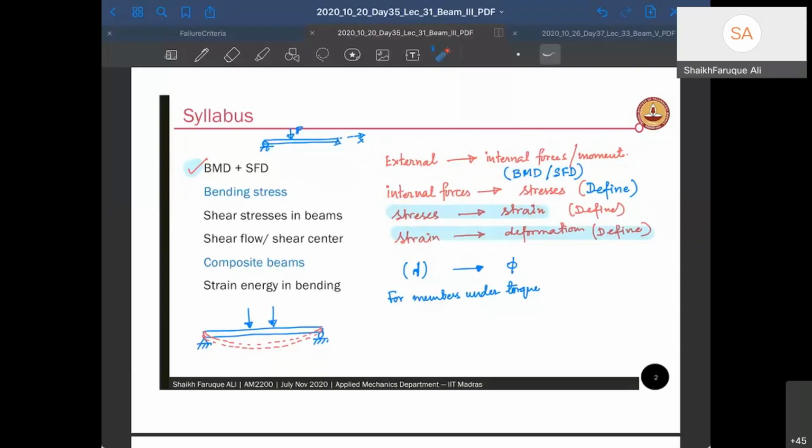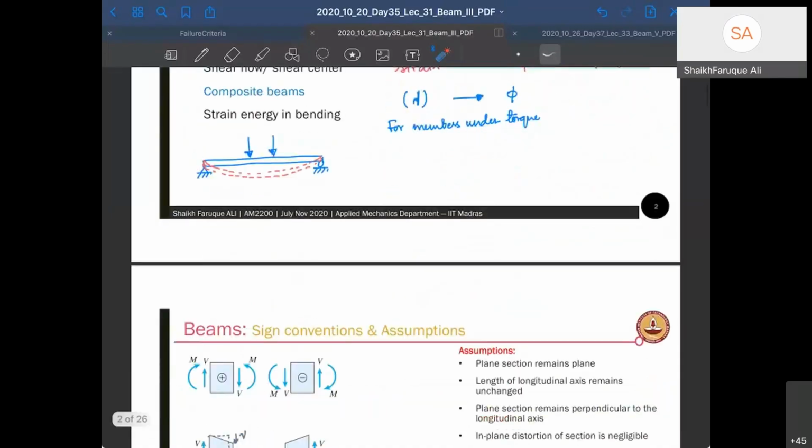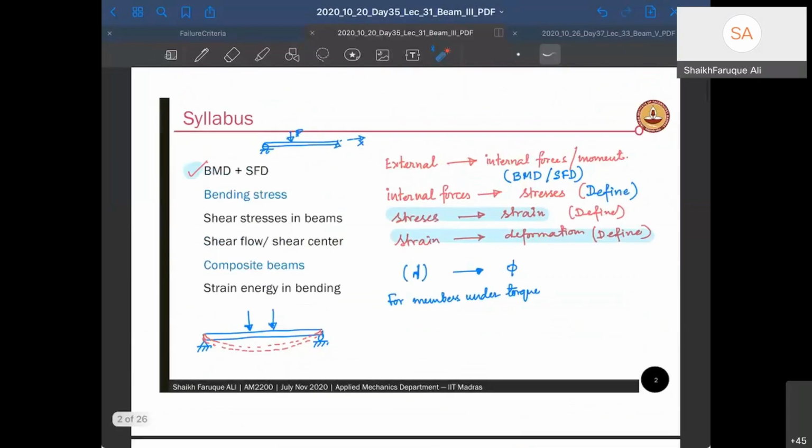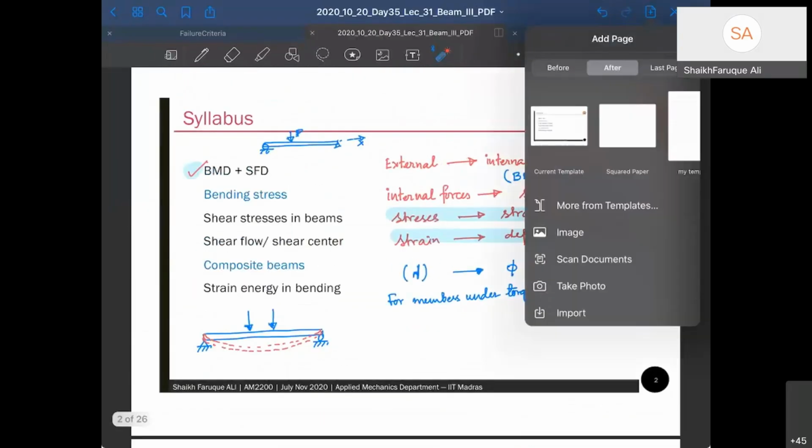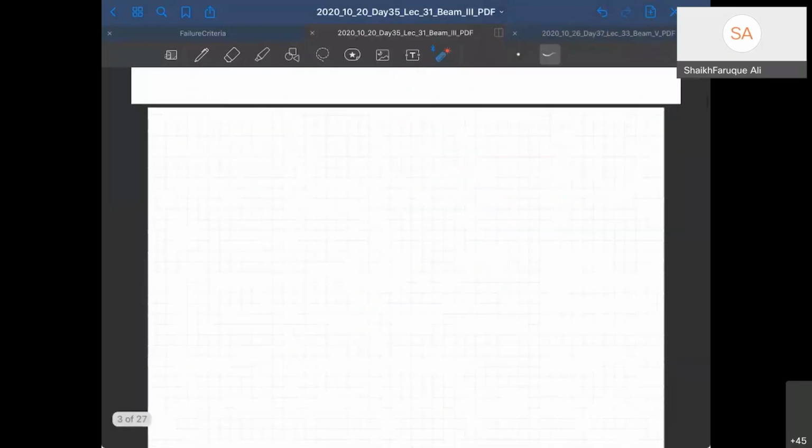Okay. What do we mean by beam? That's the first thing that we have to understand. What do we mean by beam?